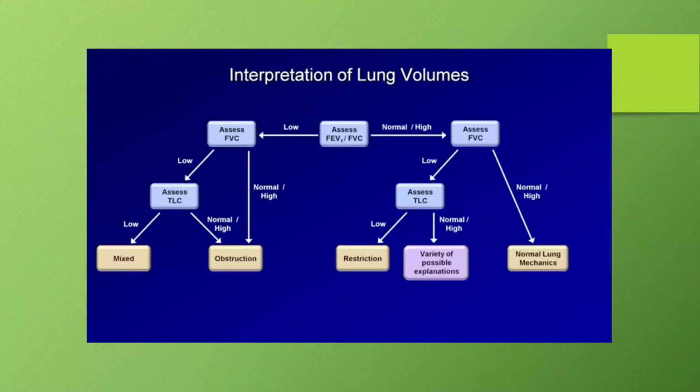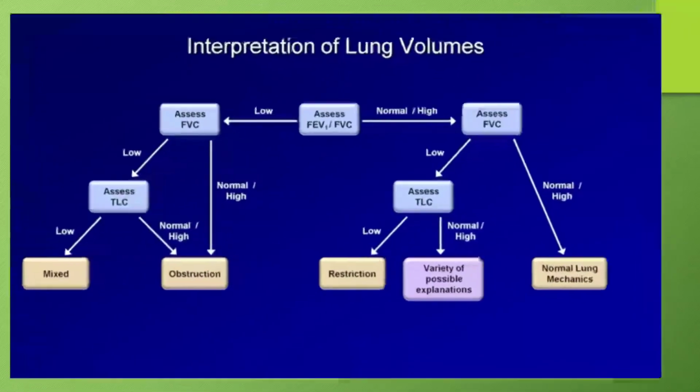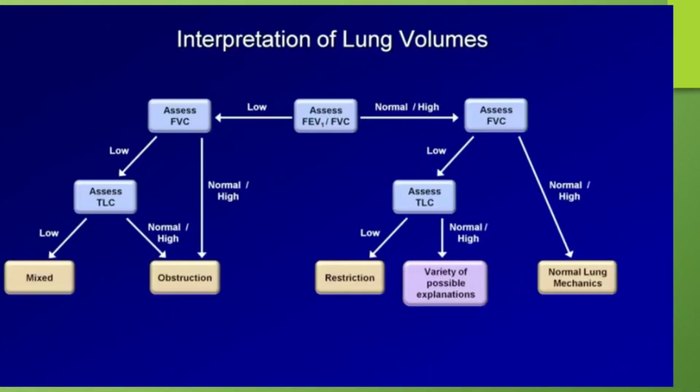Now come to the interpretation. First we will assess the FEV1/FVC ratio. If the FEV1/FVC is low, then we will go for the FVC. So the first parameter is the FEV1/FVC, the second parameter is the FVC, and the third parameter is the total lung capacity. If FEV1/FVC is low, then we will see whether FVC is low or not. If FVC is normal, then it is due to obstructive lung disease.